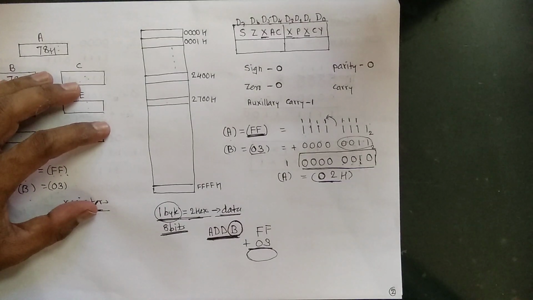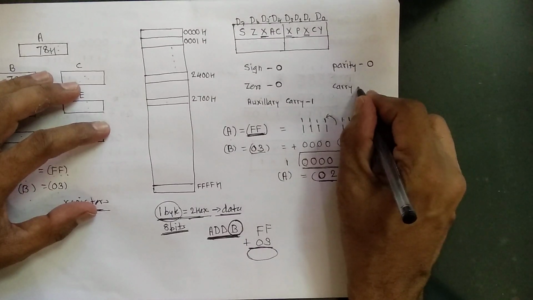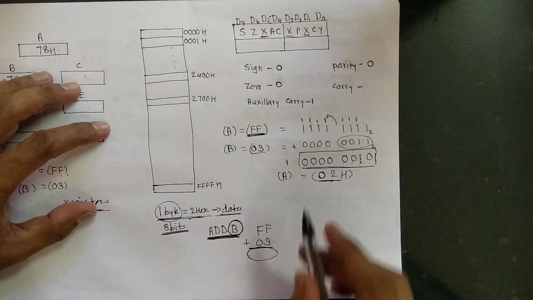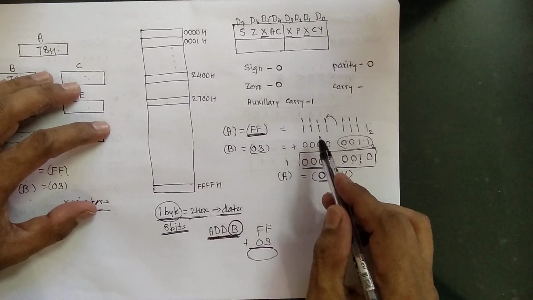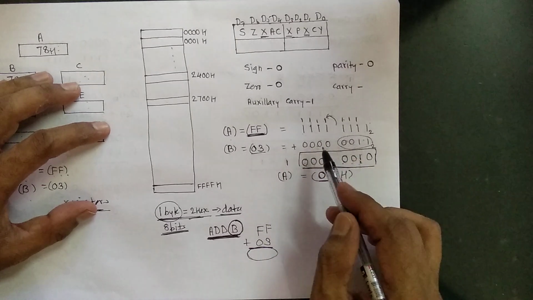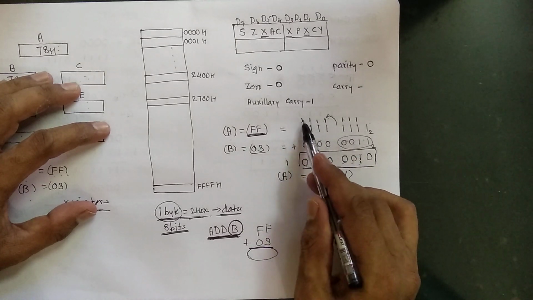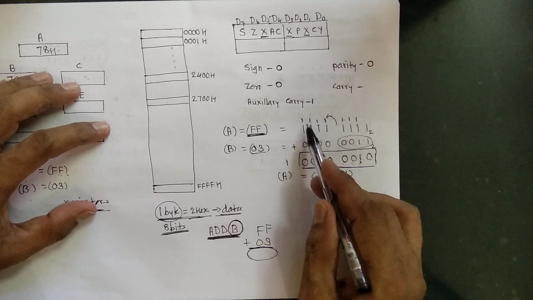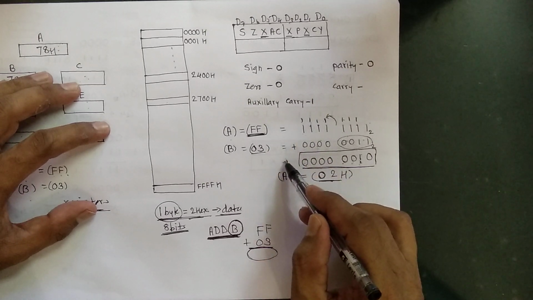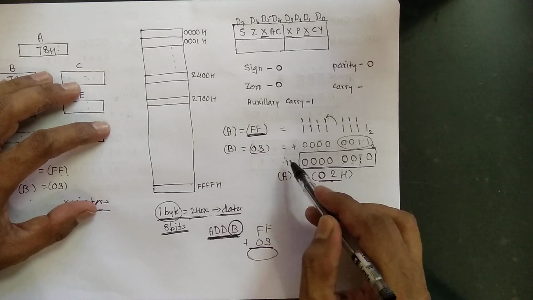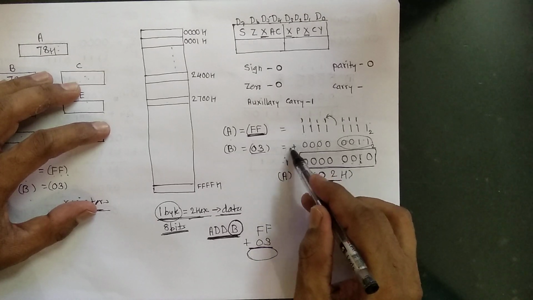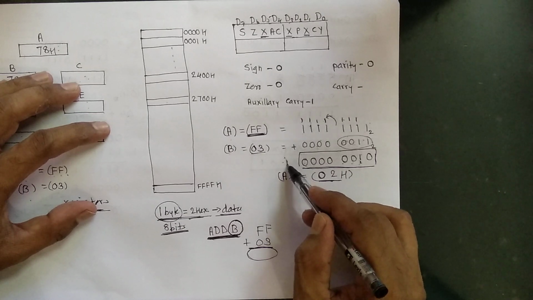Last one is called the carry flag. Carry flag means if carry is generated from the 8th bit, that is the most significant bit, then the carry flag will set, otherwise the carry flag will reset. In this example, go for the last bit, most significant bit: 1 plus 1 is 0 and carry generated. As carry is generated from the most significant bit, the carry flag will set. Here it becomes 1.